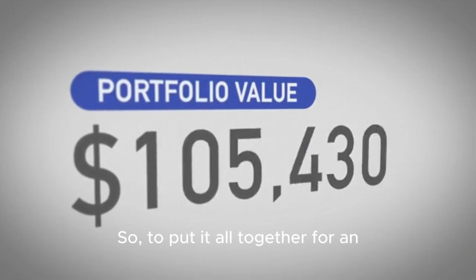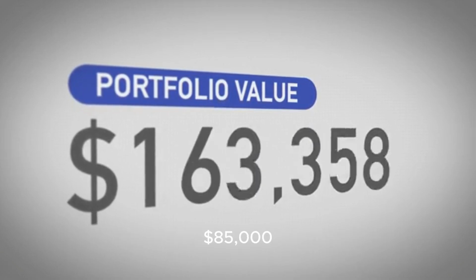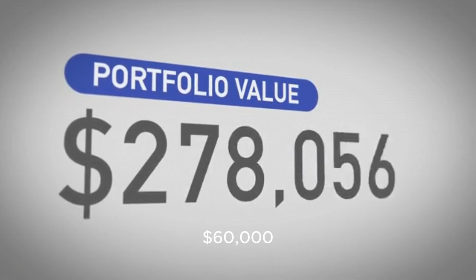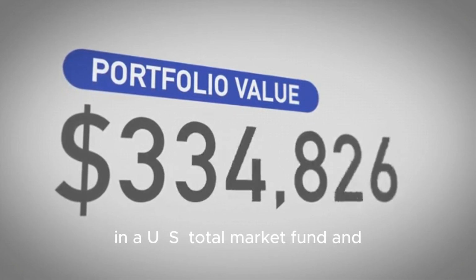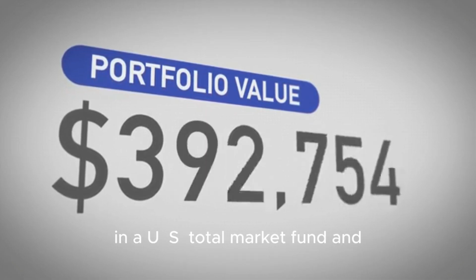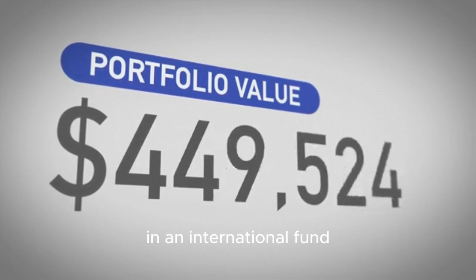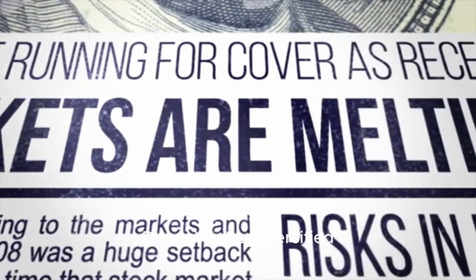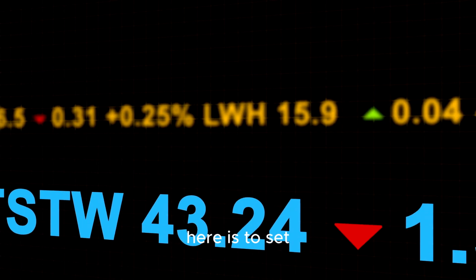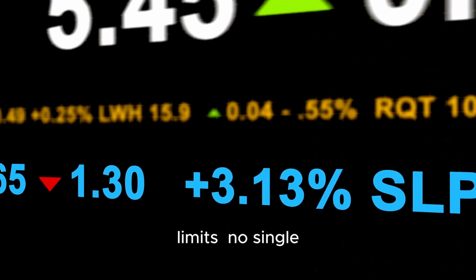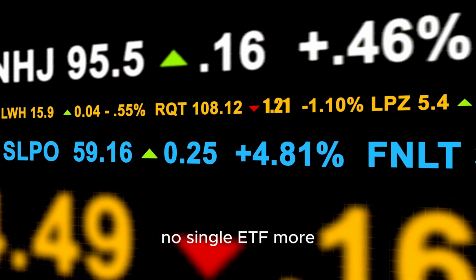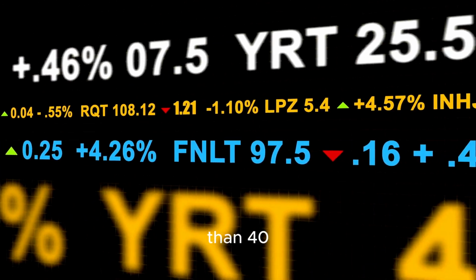So, to put it all together for an $85,000 stock allocation, the ultra simple option is $60,000 in a U.S. total market fund and $25,000 in an international fund. Done. You're diversified. A critical rule here is to set limits. No single stock should be more than 5% of your portfolio, and no single ETF more than 40%.